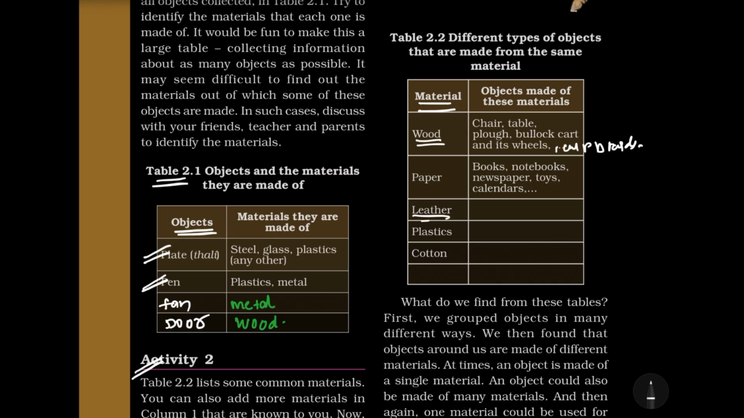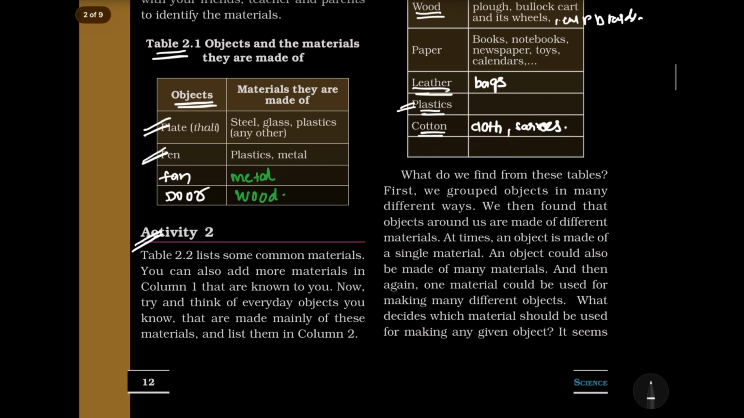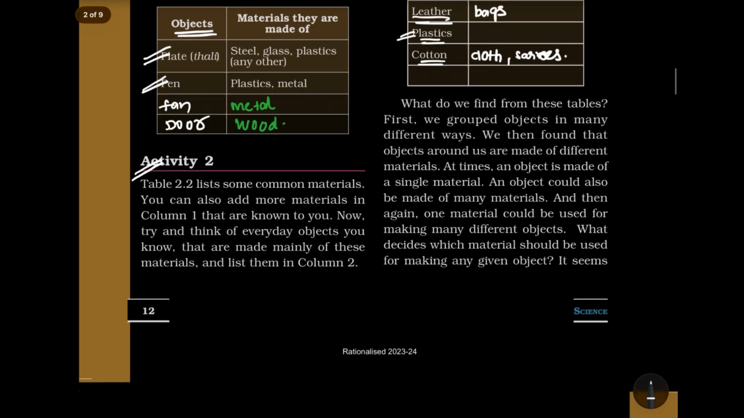There is leather; we can make bags using leather. And with plastic, we can make very different types of objects. There are multiple examples of objects made of plastic and cotton. We can make clothes using cotton, and also saris. Cotton saris are present, so we can make saris, clothes, etc. You should write this down in your notes.